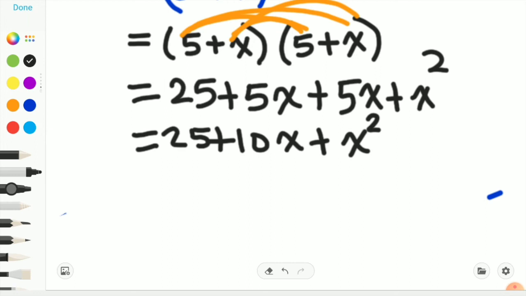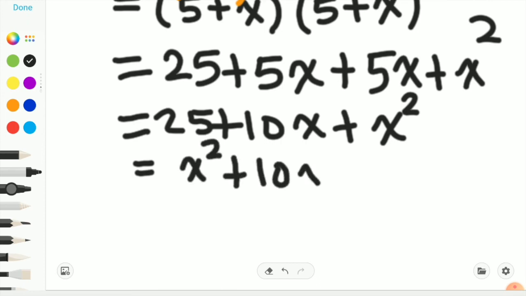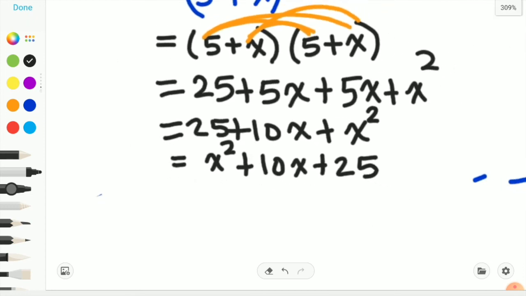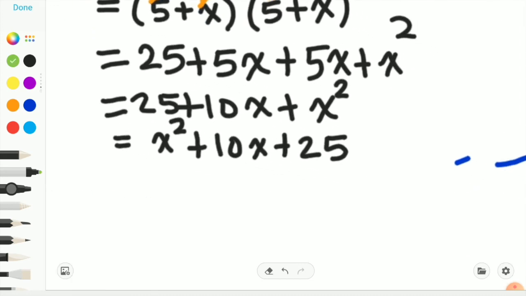Also, quick note, when you simplify polynomials, you have to write them in a specific order. So you write your term with the variable with the highest exponent first, then your other variable terms, then your constant. So I'm going to fix this. It will be x squared plus 10x plus 25. And this would be your final answer.